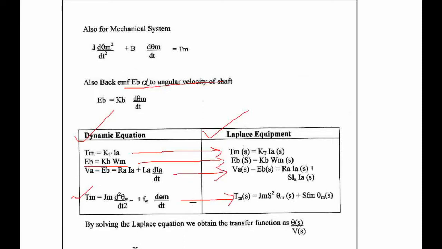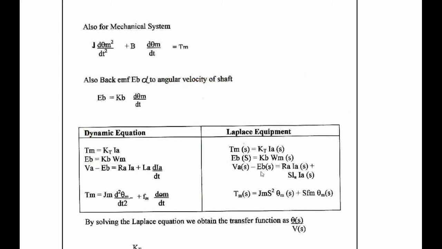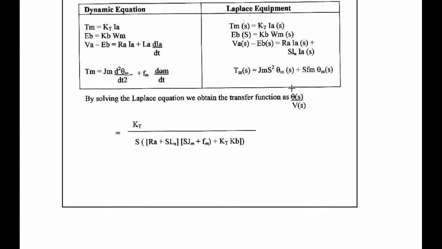With the help of these equations, by solving the Laplace equations, we will obtain the transfer function, that is, here for rotation, theta s upon Vs. Vs is the input and theta s is the output. According to the transfer function definition, the Laplace transform of the output to the Laplace transform of the input at zero initial condition, we can derive Kt upon S into (Ra plus S La) into (S into (Jm plus Fm) plus Kt Kb). This is the final transfer function for the DC motor.